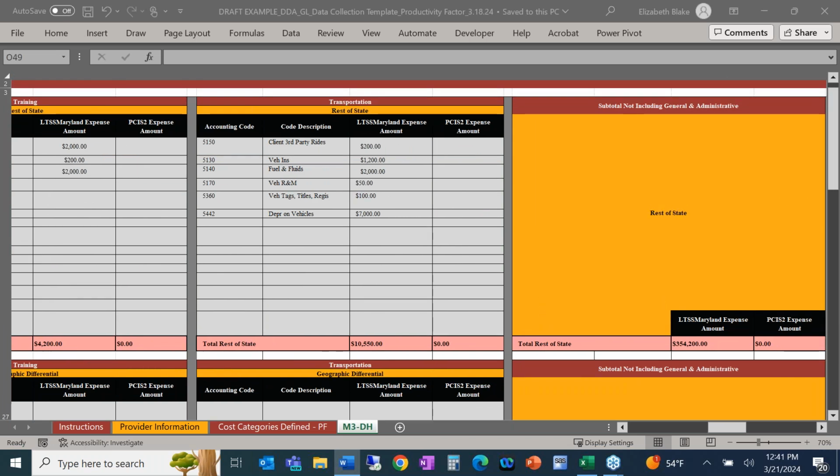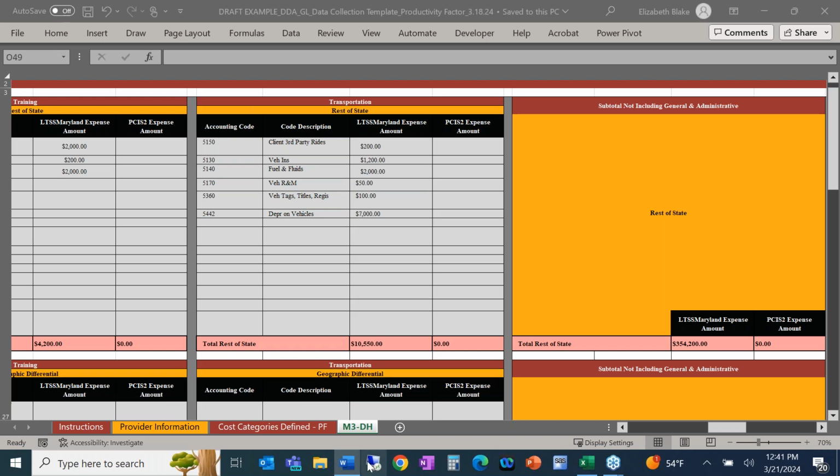So the last component that we have that's also included at the top of the template is our transportation cost category, which is going to include costs incurred by transportation staff, transportation time, and other transportation related costs. However, we are now asking for you to report the share of direct care staff time driving on the clock in the productivity factor data collection table below. So what we have at the top here is our vehicle insurance, fuel and fluid expenses, repair and maintenance for the vehicle, and then the cost of tags, titles, and registrations.